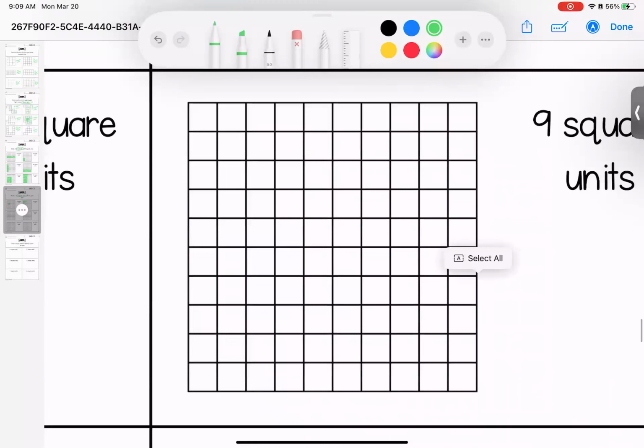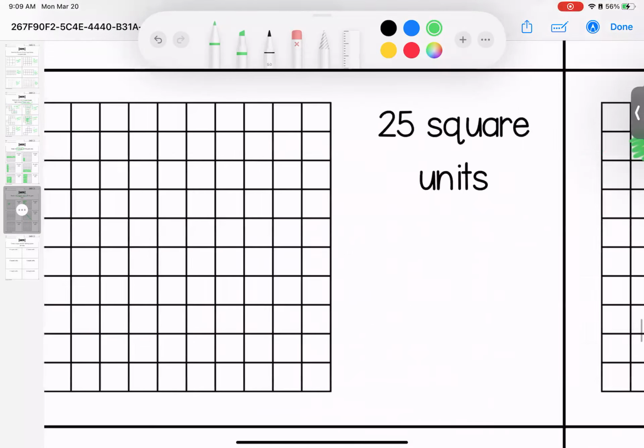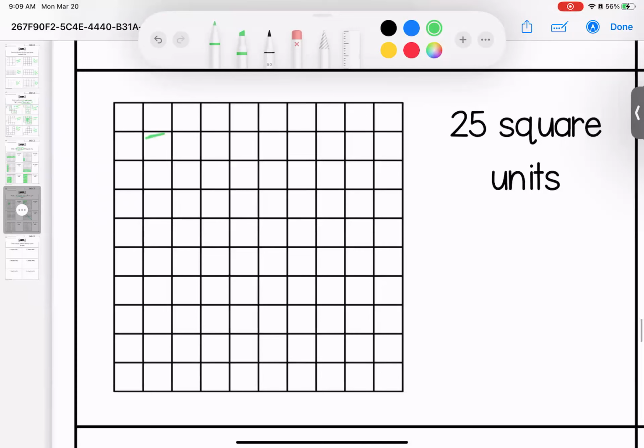All right, doing 9. I'm going to do 1, 2, 3, 4, just doing my diagonals. 5, 6, 7, 8, 9. 9 square units.